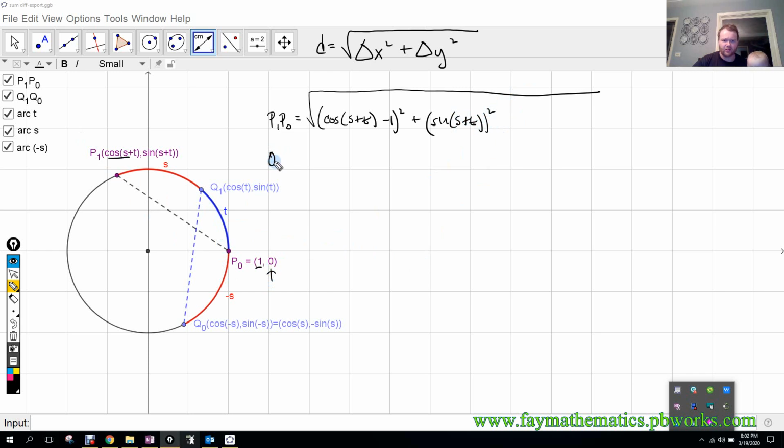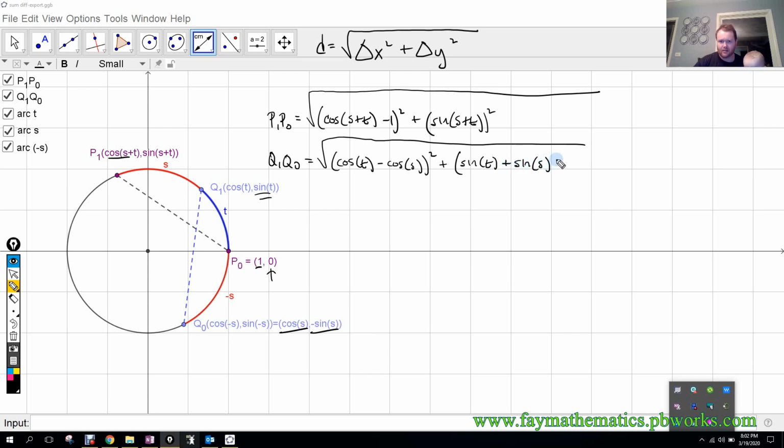Now I'll do the same thing from Q1 to Q0. Okay, so cosine of t minus then that cosine, so be cosine of s, and we'll square that. Then we're going to add to that, okay, the difference in the y's. So that sine of t minus then that sine of s. So minus a negative sign turns into a positive, and we'll square that. Okay, so that's what we're looking at here.